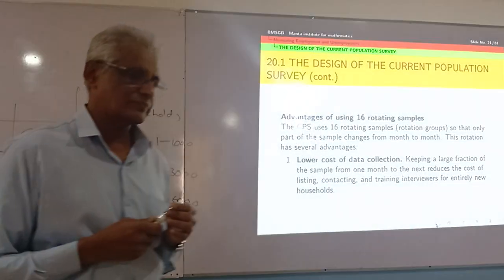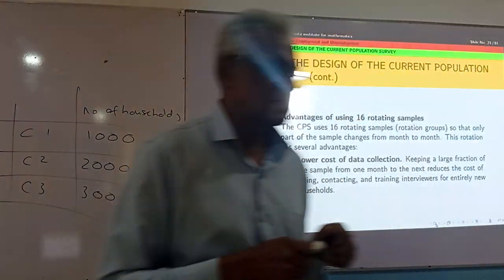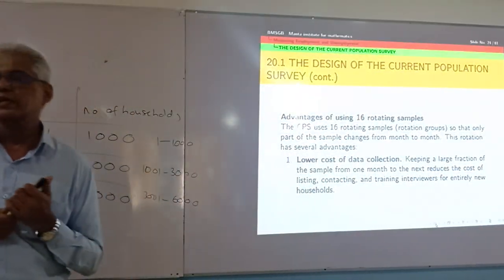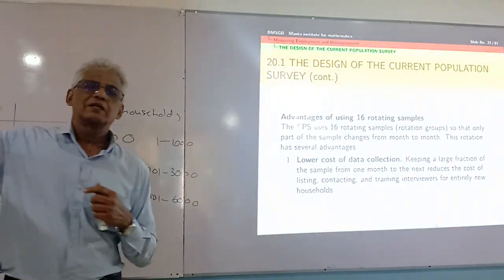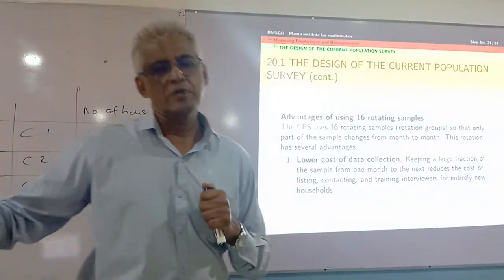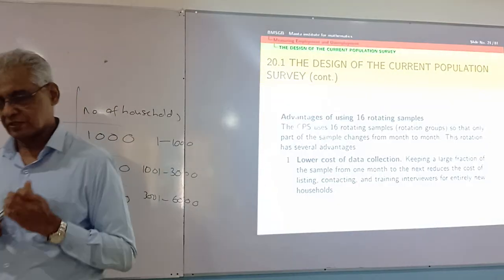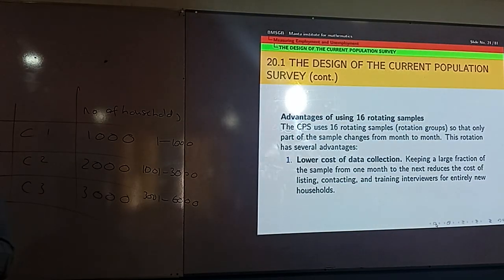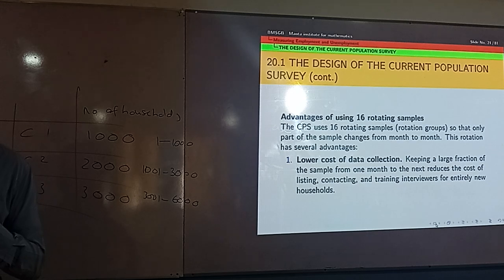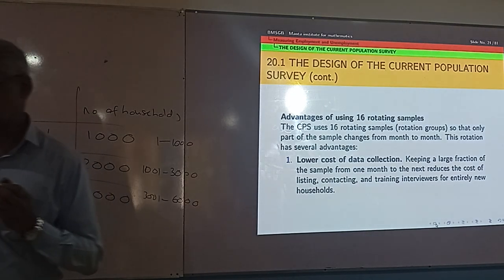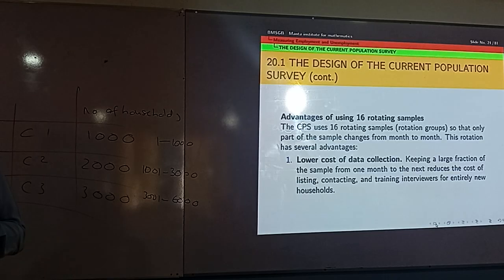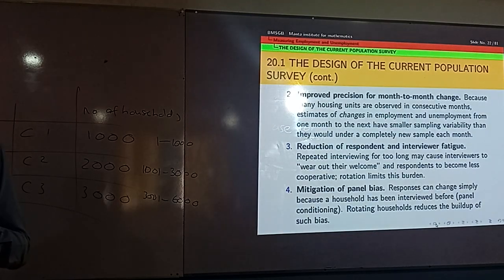First of all, if for example people are going to select a different sample every month, that's going to be more costly. This will reduce the cost because the same selected sample will be used for 4 months. So in that way, it's going to reduce the cost.